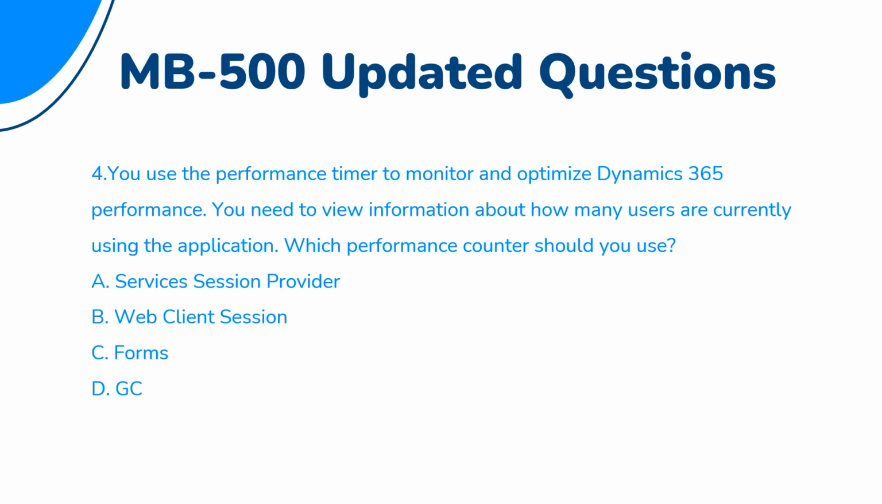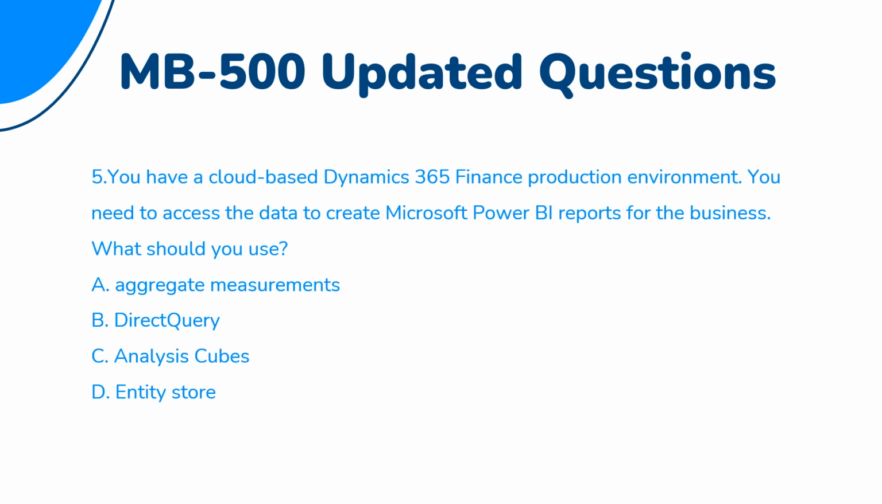4. You use the performance timer to monitor and optimize Dynamics 365 performance. You need to view information about how many users are currently using the application. Which performance counter should you use? A. Services Session Provider. B. Web Client Session. C. Forms. D. GC.